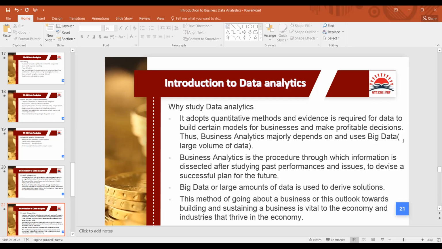Business analytics will also help you to come up with a plan based on past performance, and the plans that you come up with will definitely be successful. And also, when we want to derive solutions from the big data that we have, from the large amount of data, once we analyze and come up with conclusions, we will also be able to drive solutions.